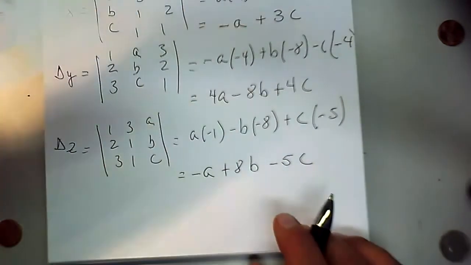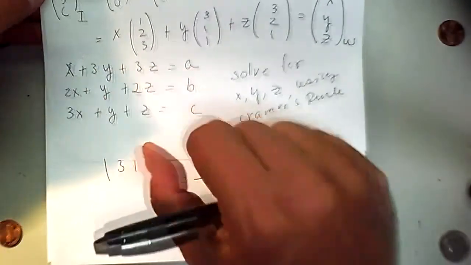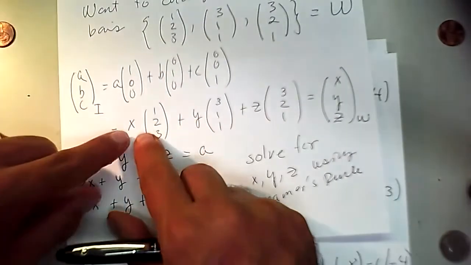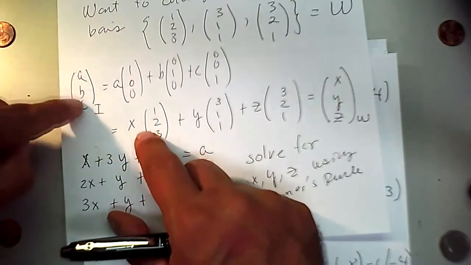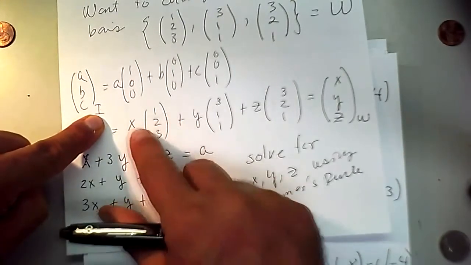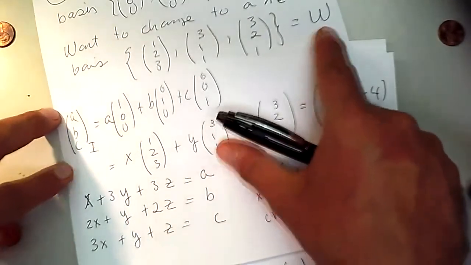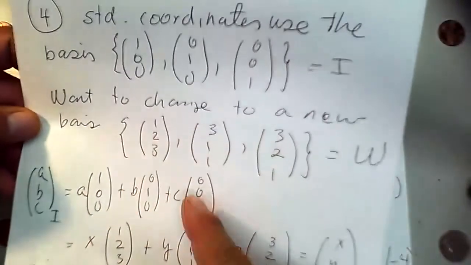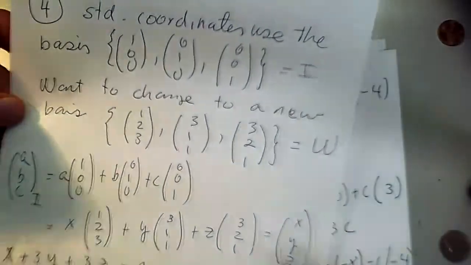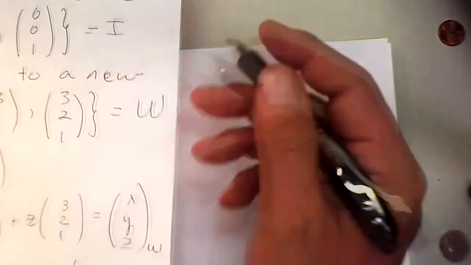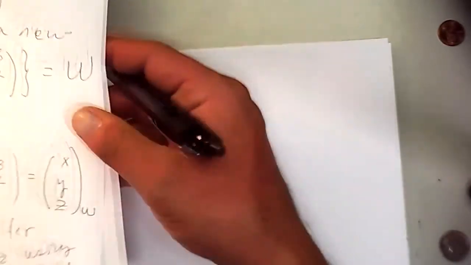So in order to solve this system of equations for A, B, C, remember, x, y, and z are the coordinates of A, B, C in a standard basis. x, y, and z are the coordinates in this weird basis. Yeah, that basis is totally weird. I mean, 1, 2, 3, 3, 1, 1, 3, 2, 1. Where do they come from? I just made them up from thin air. So yeah, they're a weird basis.